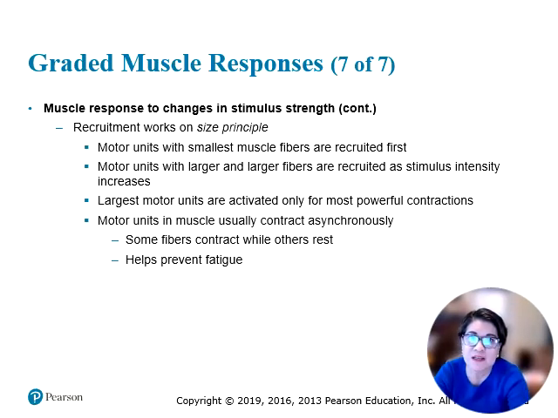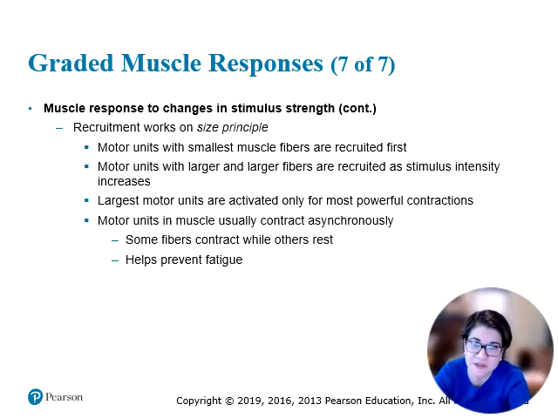So recruitment works on size. The smallest fibers go first because they're easier, and the larger fibers go last. And the larger ones are used for powerful contractions. So if you're just weakly contracting your muscle, you're going to use the smaller fibers. And then if you really need a lot of oomph, you're going to use the larger fibers.